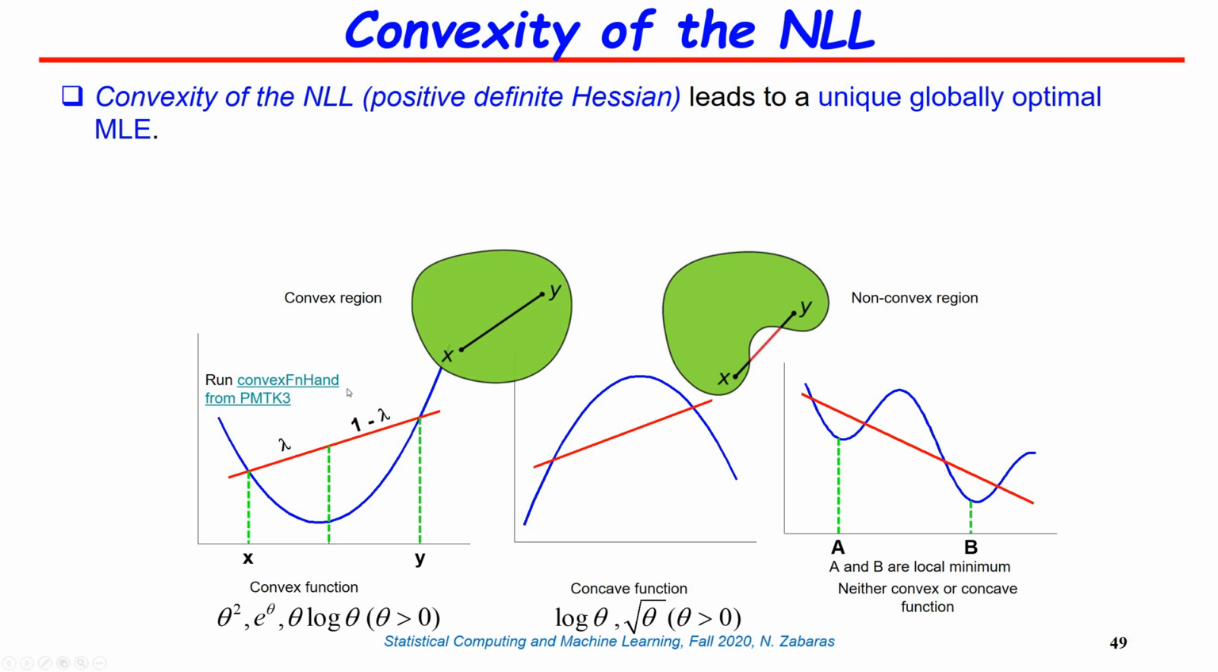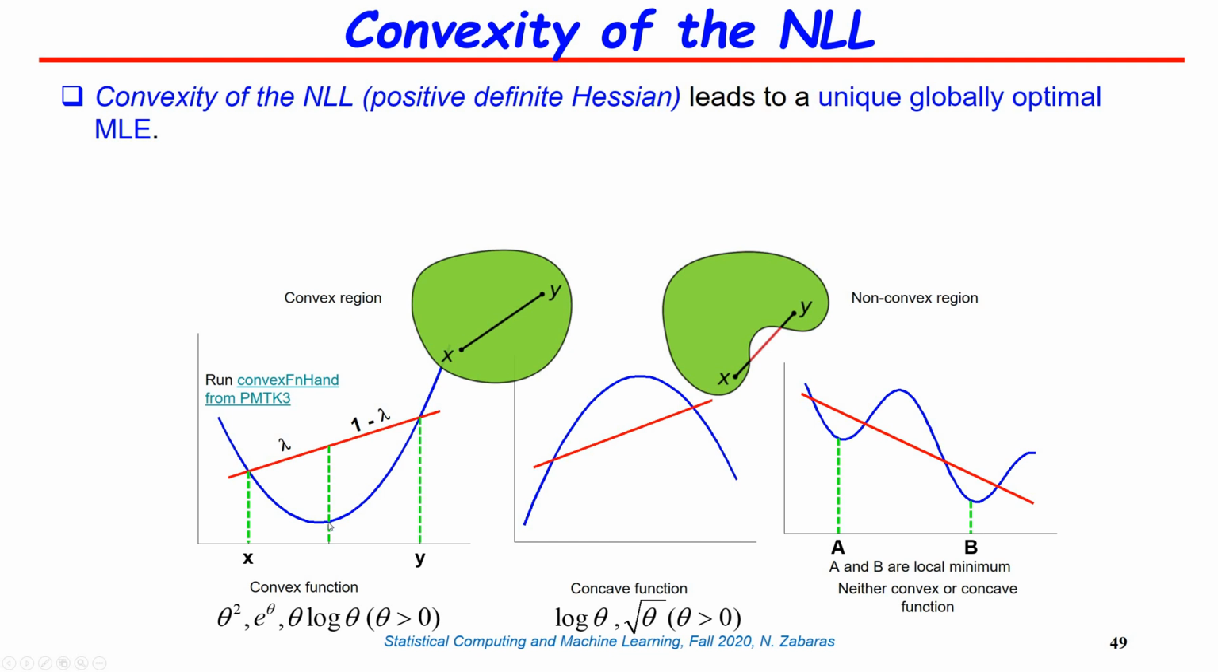Now, in the context of a function, these functions here, like theta log of theta, is a convex function because if you take this point x and y and you connect the values of the function at those points, and you take a weighted average of the values of this function at the endpoints, this value is always greater or equal to this value here of the function.